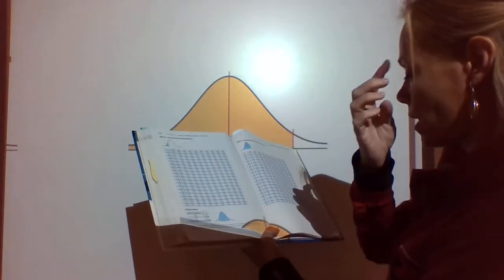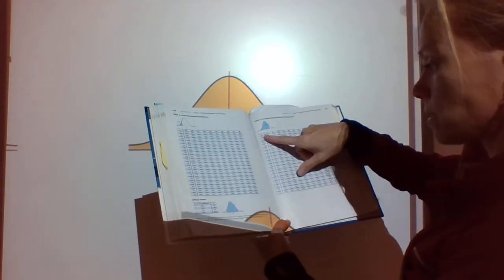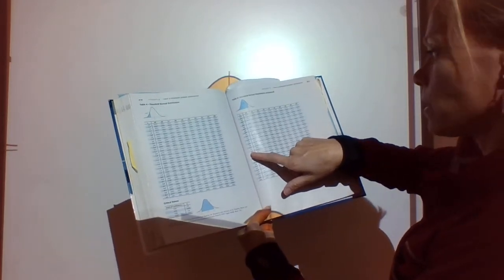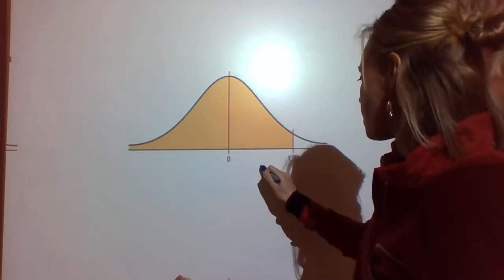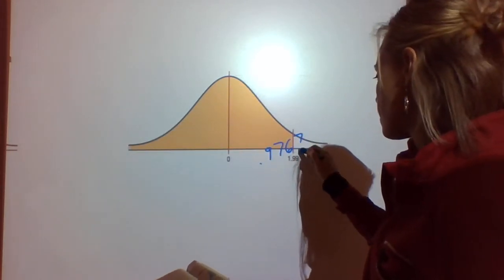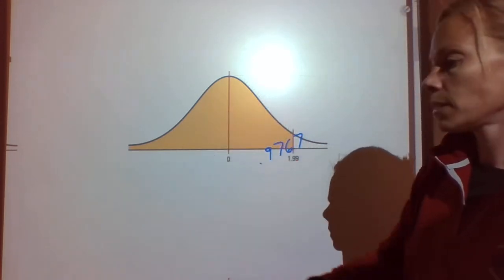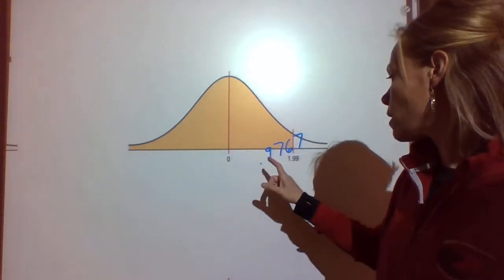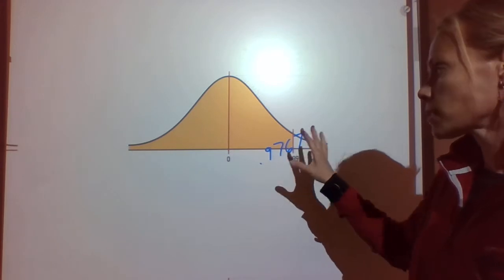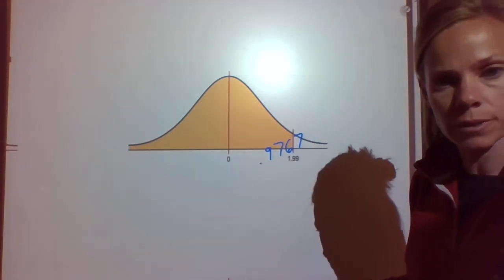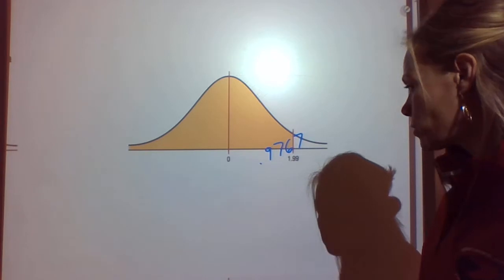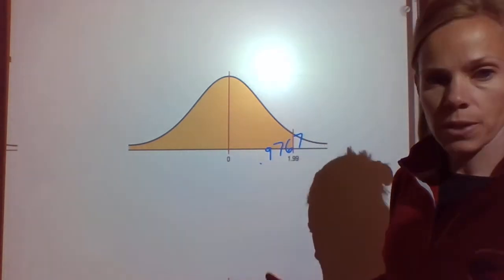So 1.9, it's going to be on the right side, because these are positive z-scores. So I find 1.9. And then I need the hundredths to be 9. So I go all the way over to the very last column, 1.99, 0.9767. Okay. So this probability, this area, is 97.67% of the normal curve. Okay, so when you're doing area to the left, you just look up the number.